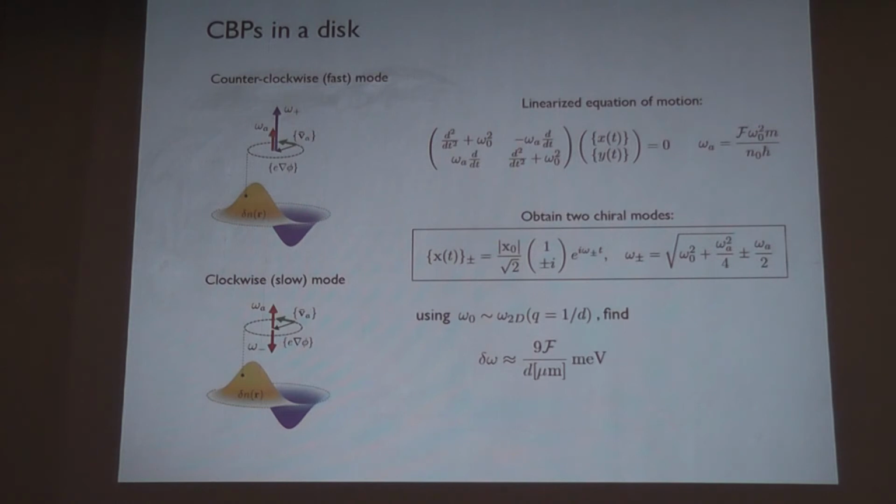And we can calculate again how large the splitting is between this fast counterclockwise motion and the clockwise motion. And we find that it can actually be fairly large. So this D is the diameter of my disk. If my disk is something like 1 micron, I get a splitting of about 9 eV. So that's fairly large. It can be seen in experiments.